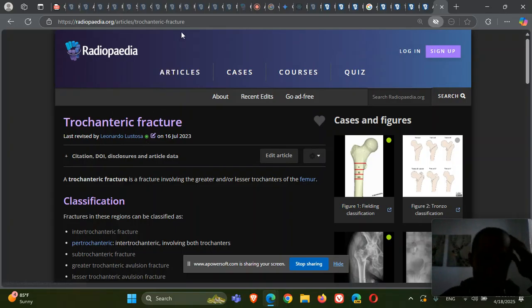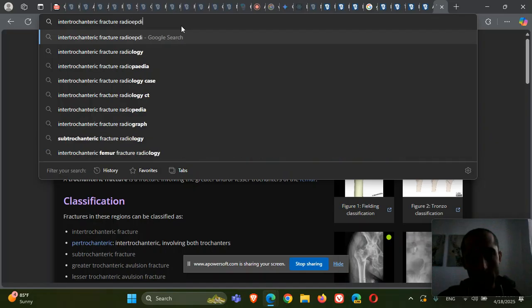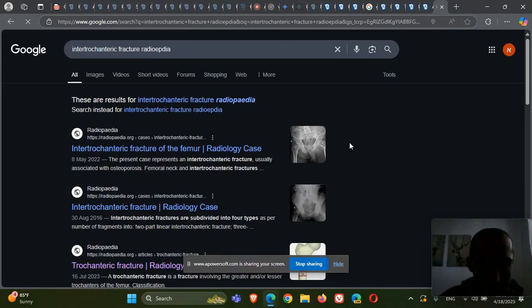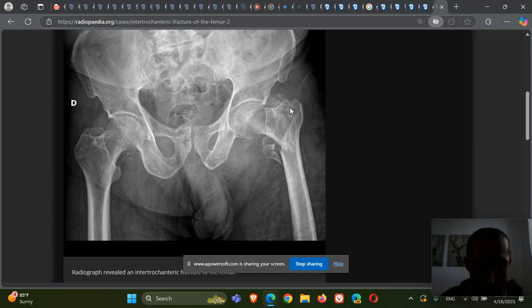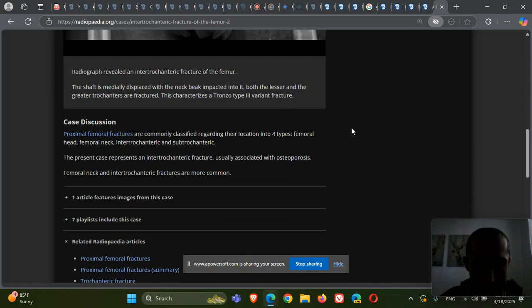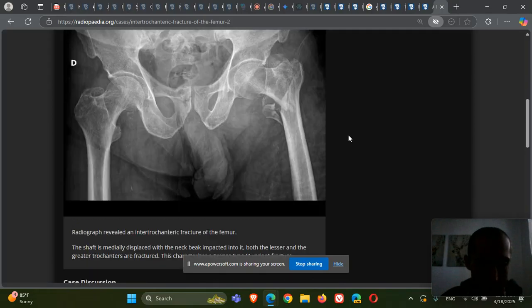Intertrochanteric fracture is what we saw. You can see right over here the intertrochanteric fracture. Probably you get some screw or nailing for it.